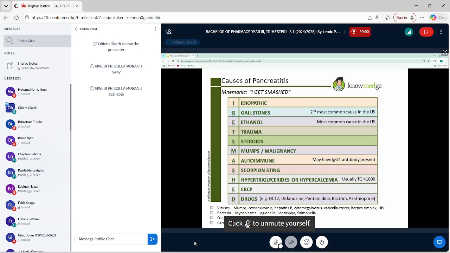For those who normally want to use a mnemonic: idiopathic, gallstones, very common, ethanol, most common cause, can have trauma, can have steroids, can have mumps and even malignancy, can have autoimmune disease, scorpion sting, hypertriglyceridemia, and even hypercalcemia.